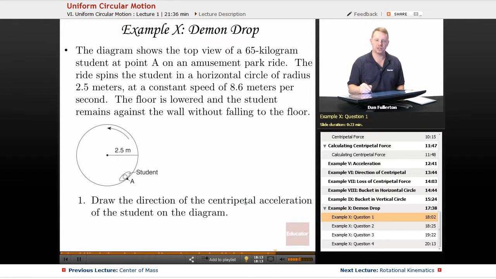First off, draw the direction of the centripetal acceleration of the student on the diagram. Centripetal acceleration, center seeking, nice and easy, is toward the center of the circle. There we go for that part.